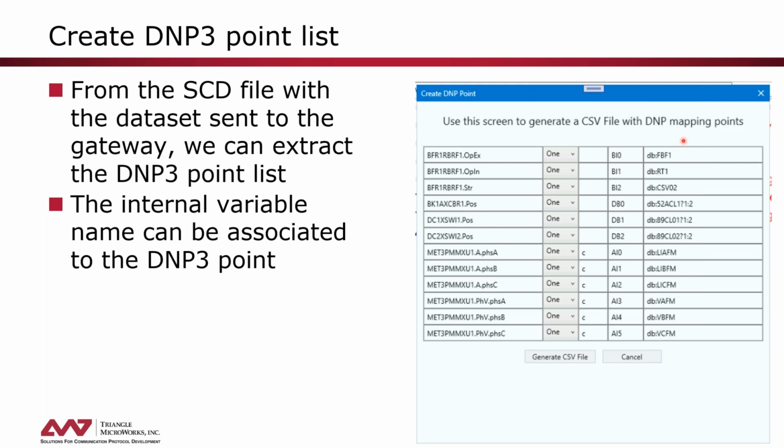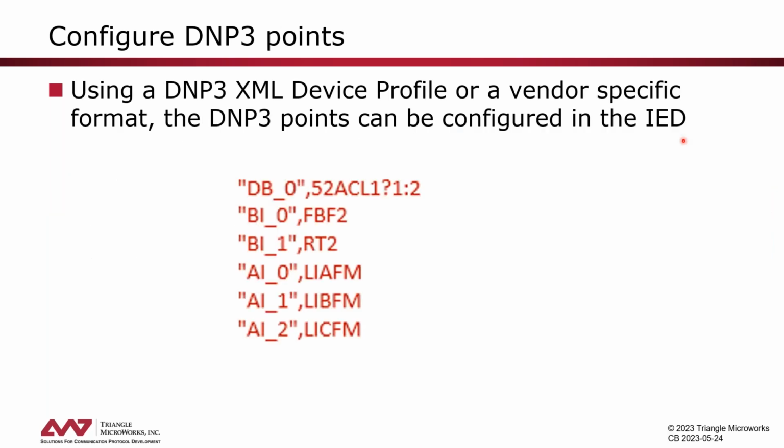In our example device, the device accepts a file that basically introduces the points and links them to the internal variable that we found based on our ICD file. So with that, we can use this IEC 61850 engineering process, extract the information that we need to send over the DNP link to the gateway and configure these DNP points in the device. And Jackson will demonstrate how this will then look.